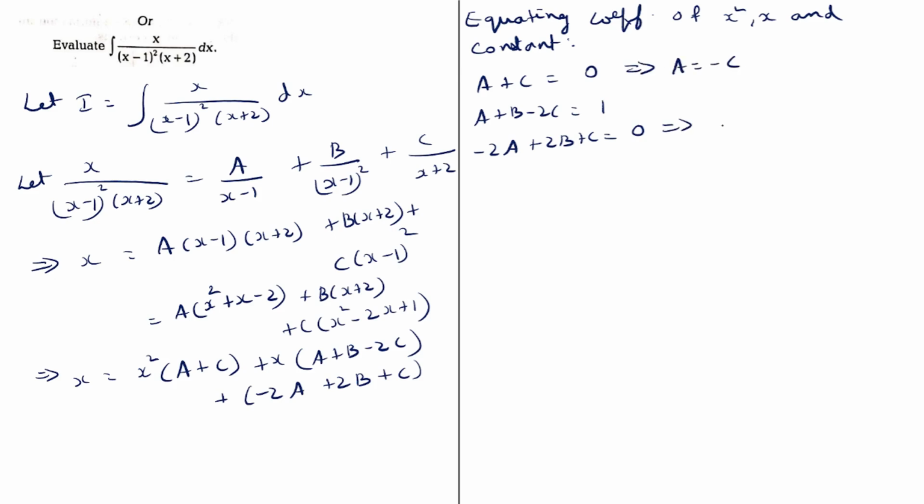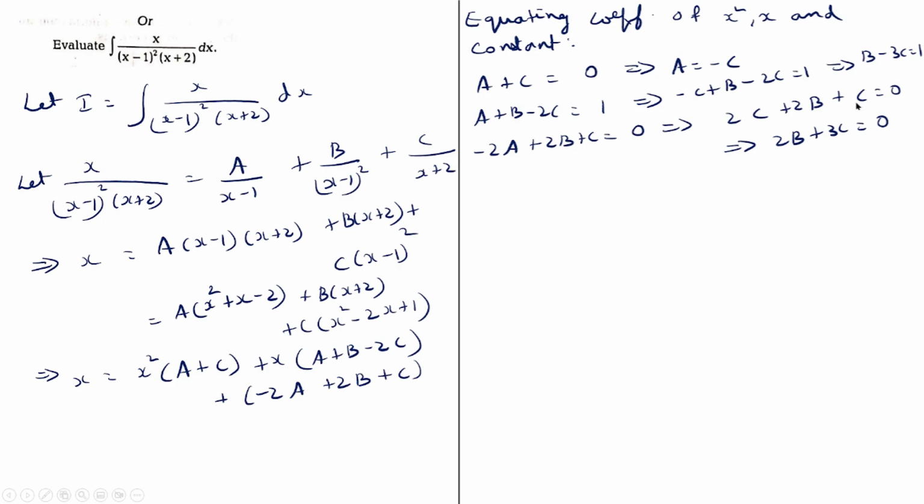So when we substitute here, we will get minus 2a plus 2b, now here it is plus 2c, 2c plus 2b plus c equal to 0. And from here if we are putting a as minus c, so it is minus c plus b minus 2c equal to 1. So from here we will get b minus 3c equal to 1, and from here we will get 2b plus 3c equal to 0.